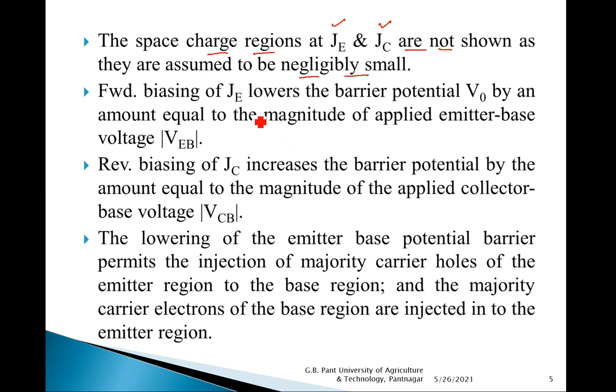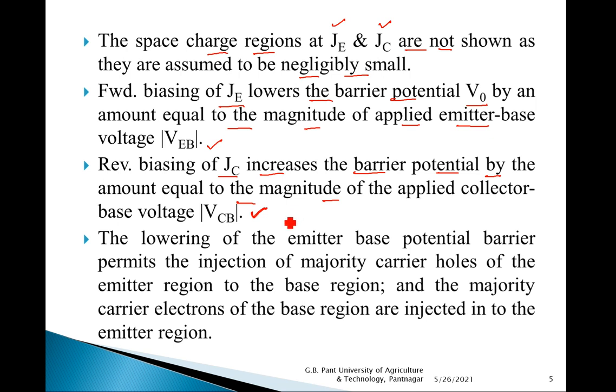Now as I have already told, the forward biasing of JE lowers the barrier potential V0 by an amount equal to the magnitude of the applied emitter base voltage, which is absolute value of VEB. Similarly, the reverse biasing of JC, the collector junction, increases the barrier potential, as we have already discussed, by an amount equal to the magnitude of the applied collector base voltage, that is the absolute value of VCB.